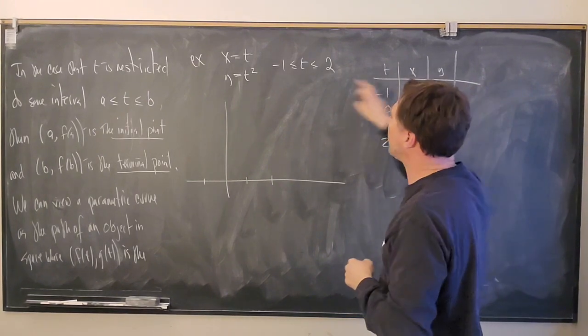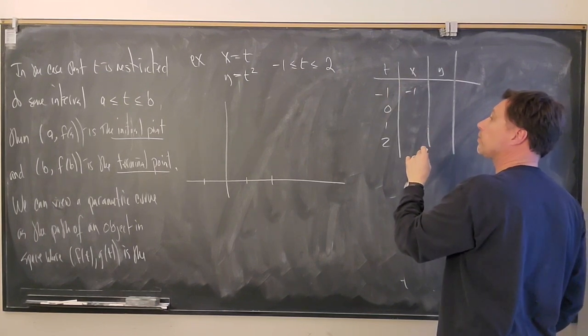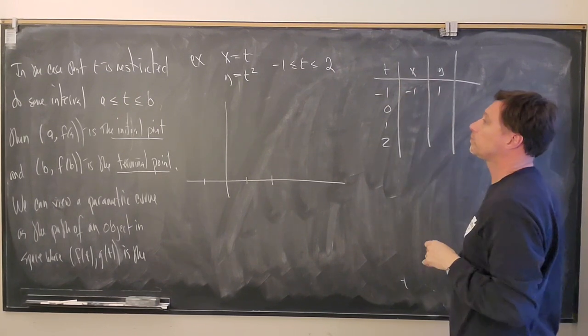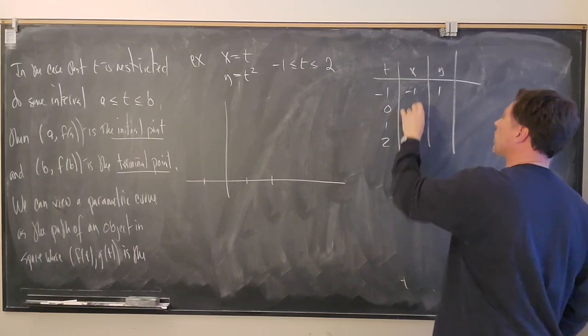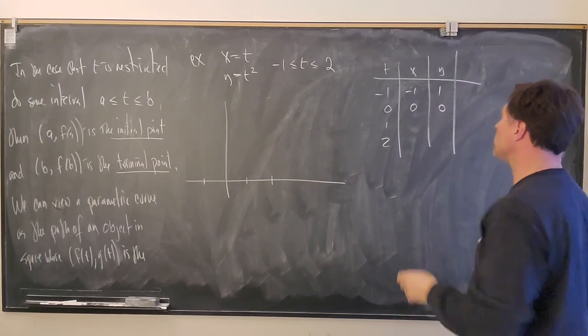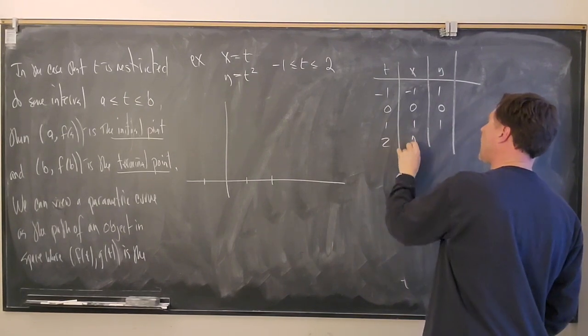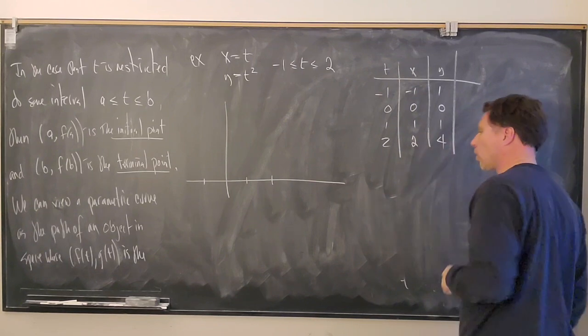So when I plug -1 in, here's what we get. X will be -1, and y will be 1. When t equals 0, both x and y are 0. When t equals 1, both x and y are 1. When t equals 2, x equals 2, y equals 4.